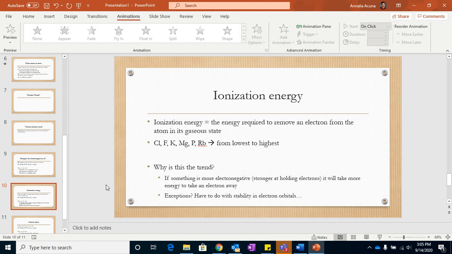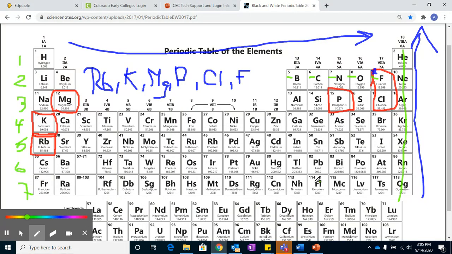Ionization energy, just a recap, is the energy required to remove an electron from the atom in its gaseous state. So how much energy does it take to take away an electron from these guys? The trend is the same as electronegativity, so I'm not even going to play with this anymore. It's the same trend. And why?